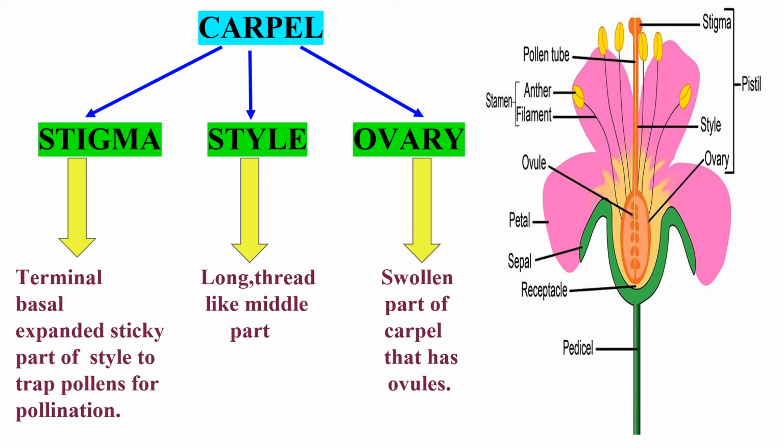Third part is ovary. The swollen basal part of carpel is called ovary. It has ovules inside it. After fertilization, ovary grows into fruit and ovules form seeds.